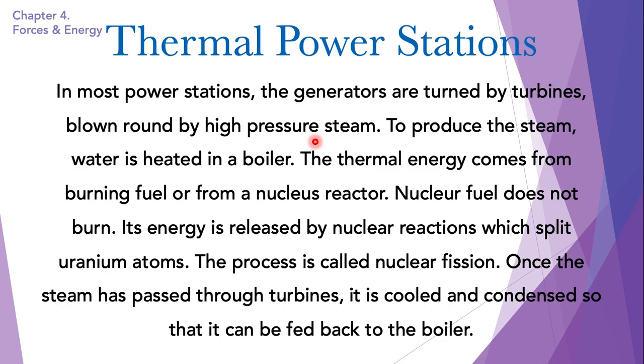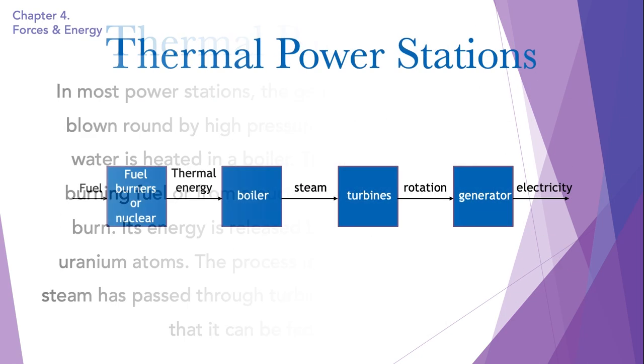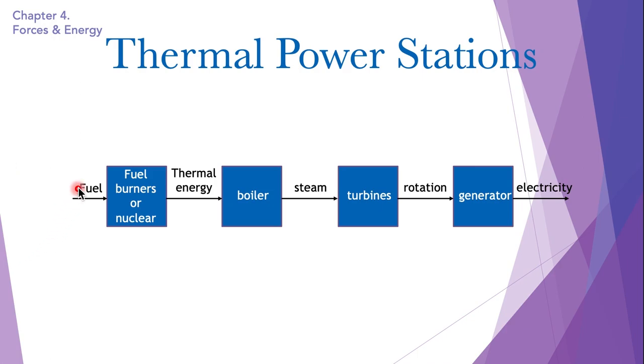So this energy is then used to heat the water in the boiler, and the steam from this boiler is used to turn the turbines. It is a high pressure steam. So here we have what I'm talking about. Once the steam has passed through the turbines, it is cooled and condensed, which means it is turned back into liquid so that it can be fed back to the boiler.